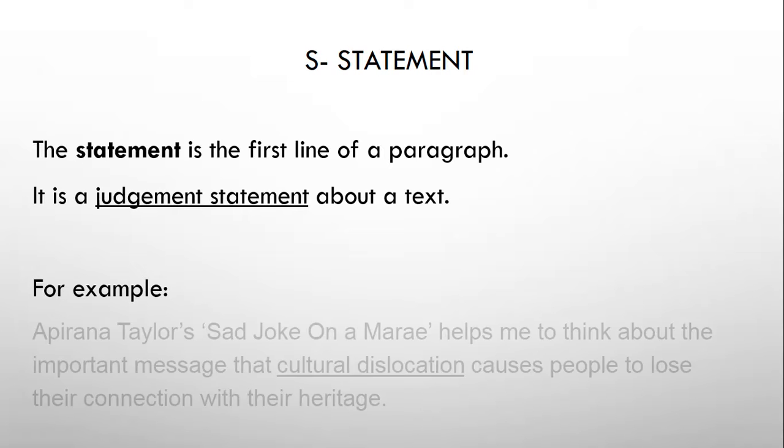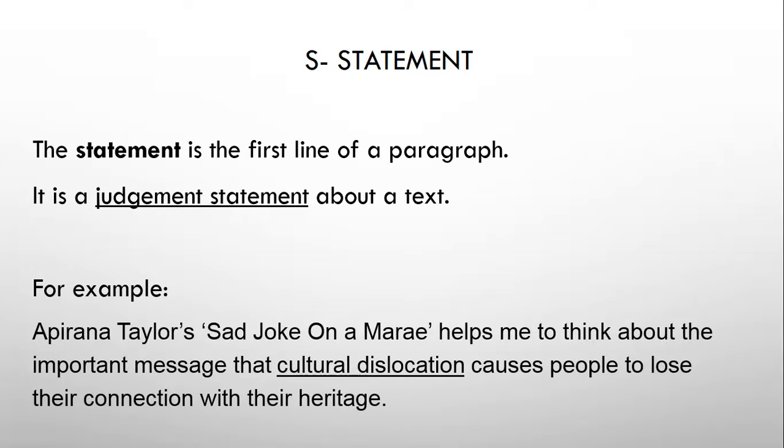So for example, Apirana Taylor's Sad Joke on a Marae helps me to think about the important message that cultural dislocation causes people to lose their connection with their heritage. So I've got my key idea in there. I'm going to focus on cultural dislocation in this paragraph for this poem. And what I'm going to be discussing is the way dislocation causes people to lose connection with their culture, with their heritage, and with their history. So that's all I need. One sentence, a judgment statement, the first line of a paragraph.